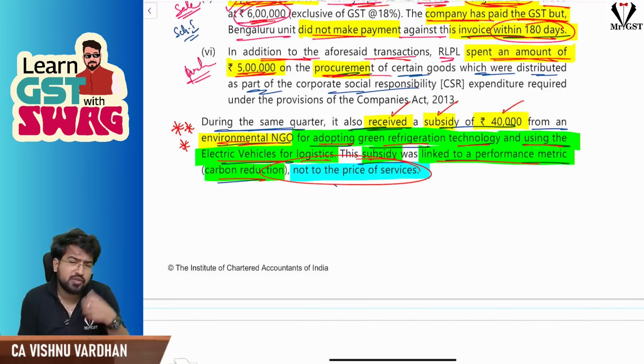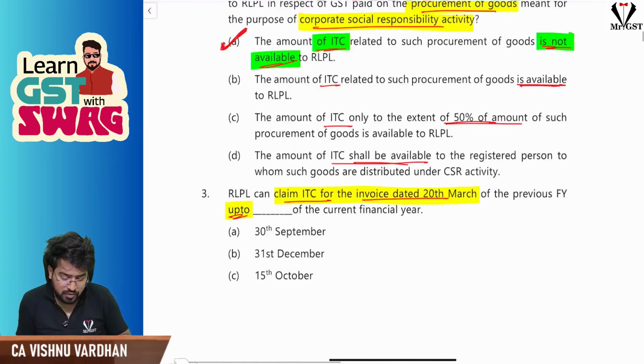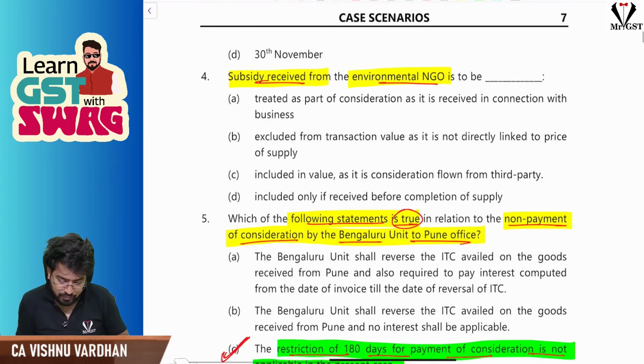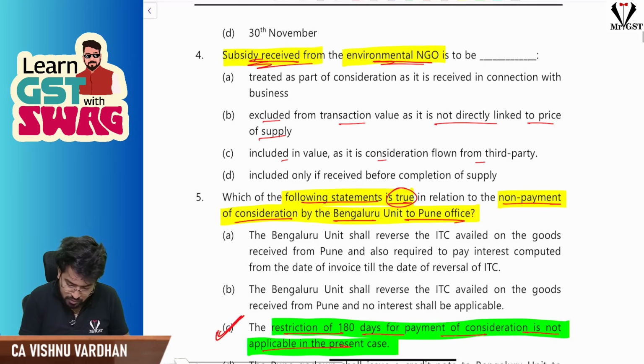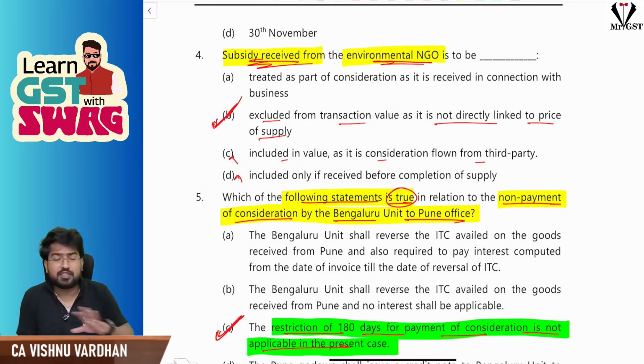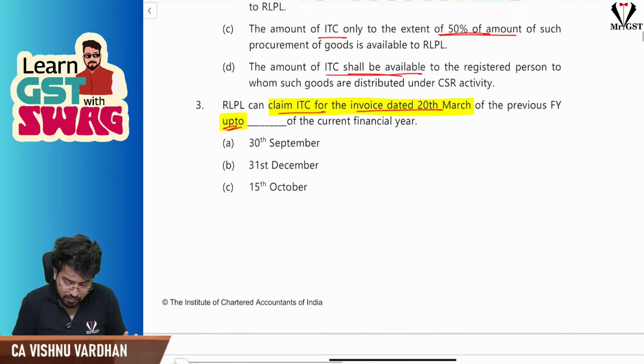Performance. So, because you are adopting this technology where you are reducing this pollution, all these things, so they are encouraging you for that. So, this subsidy is not having any link to the price. So, it will not be added to the value of supply. Subsidy received from environmental NGO excluded from transaction. It is not directly linked to the price of supply. Included, no. Okay, so this is the correct option. If you see excluded from transaction value, as it is not directly linked to price of supply. Okay, simple.